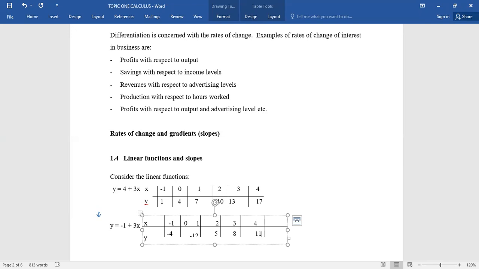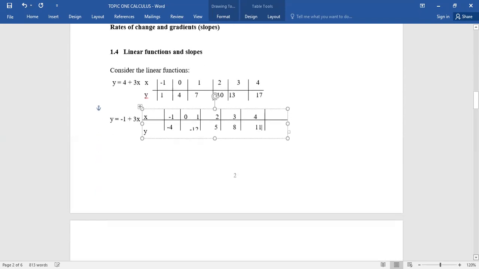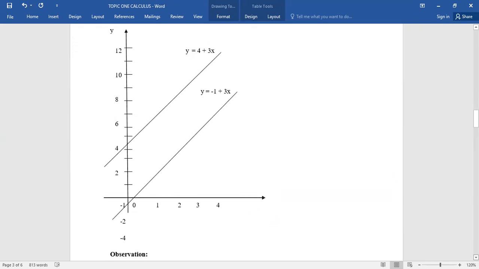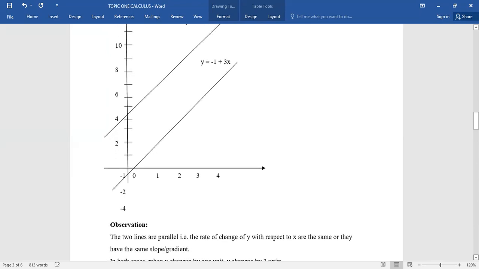So if we were to place this information on a Cartesian plane, we result in two linear functions. I had presented this, and for those who have graph books, you can illustrate this. If we put it on a scatter graph, these are the linear functions y = 4 + 3x and y = -1 + 3x. The observation here is that you can see the two lines are parallel. In other words, the rate of change of y with respect to x for the two linear functions is the same.